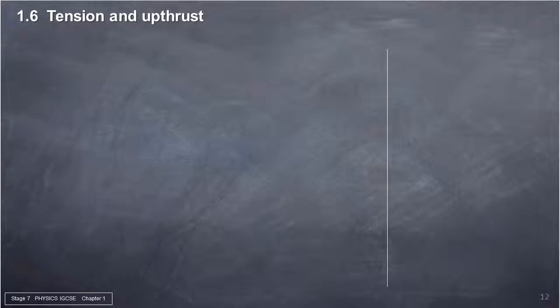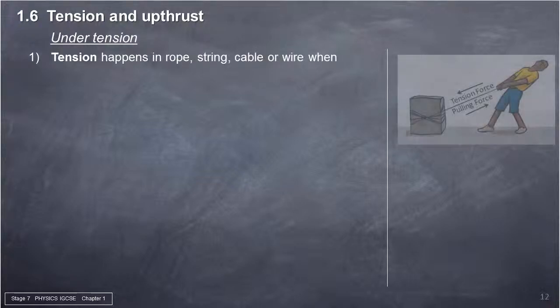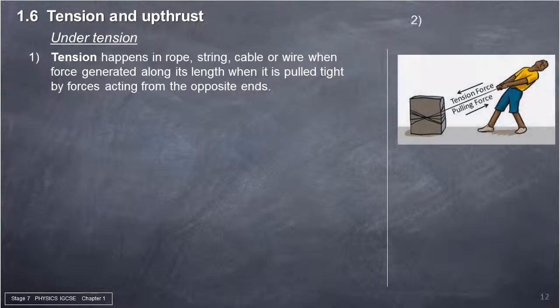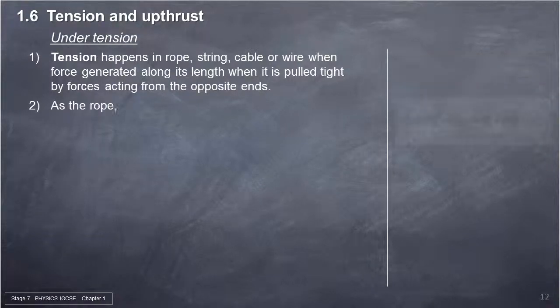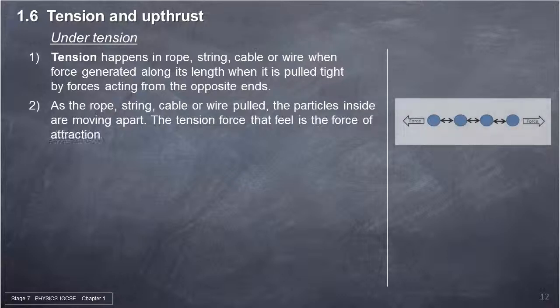1.6. Tension and upthrust. Understanding tension. 1. Tension happens in a rope, string, cable, or wire when force is generated along its length when it is pulled tight by forces acting from the opposite ends. 2. As the rope, string, cable, or wire is pulled, the particles inside are moving apart. The tension force that we feel is the force of attraction pulling the particles back again.